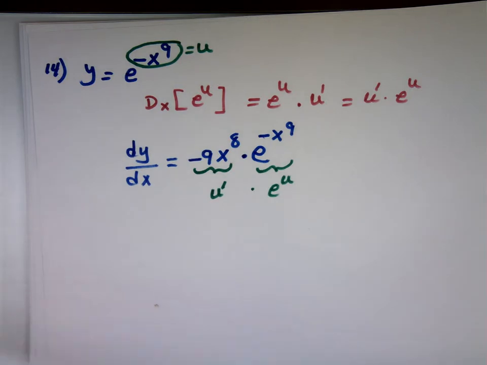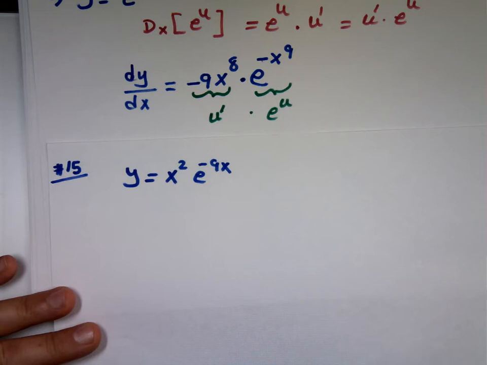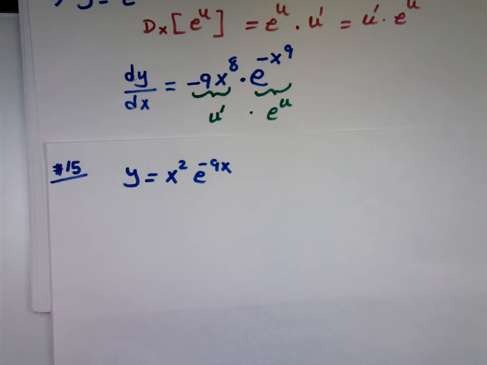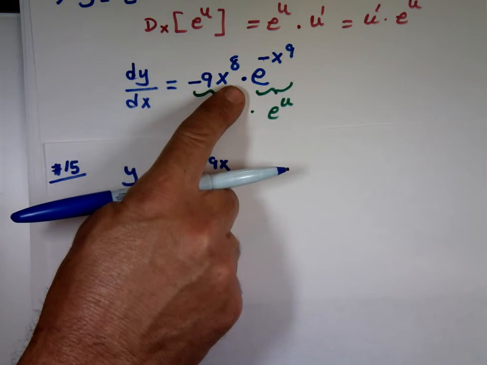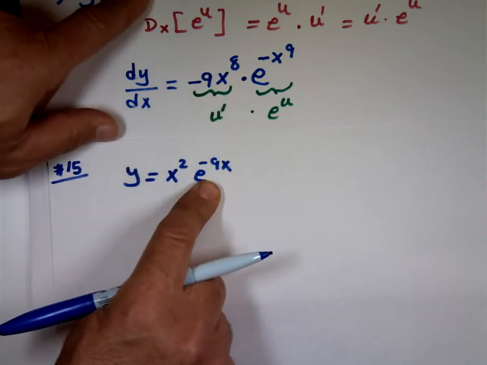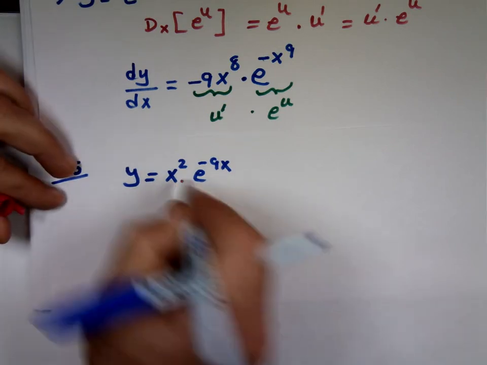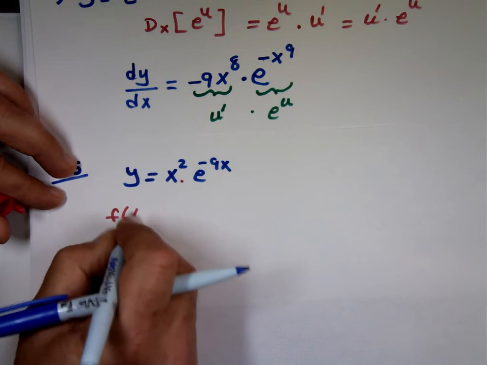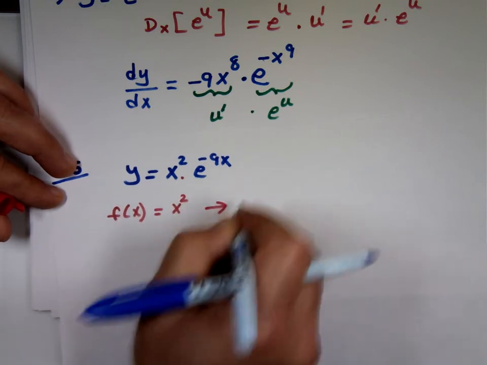This is number 15. What do you notice here? This piece is the same as this question, right? e to the negative 9x, the same as the previous one. So we have a multiplication, so I have to use the product rule. What's f of x? x squared. What's the derivative of that? 2x.